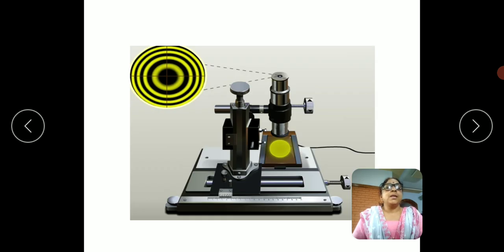This is the experimental setup of the Newton's rings apparatus. Here we get the Newton's rings from reflected light, and the central one has a dark fringe, and alternate bright and dark rings are observed. The radius of these rings goes on increasing, and the thickness between one ring and another goes on decreasing.